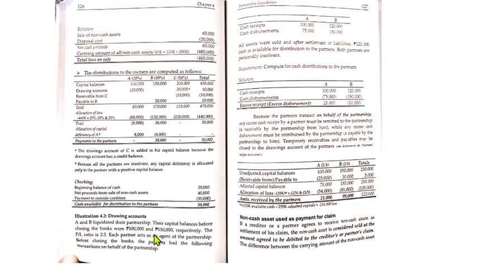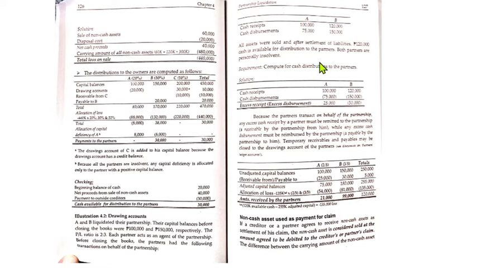Still, with the drawings account, A and B liquidated the partnership. Their capital balances before closing the books were 100 and 150,000. The P&L ratio is 2:3. Each partner acts as an agent of the partnership. Before closing the books, the partners had the following transactions on behalf of the partnership. So, binigyan ka ng cash receipts, cash disbursements for A and B, being the agents of the partnership. So, all assets were sold, and after settlement of liabilities, 120,000 cash is available for distribution to the partners.